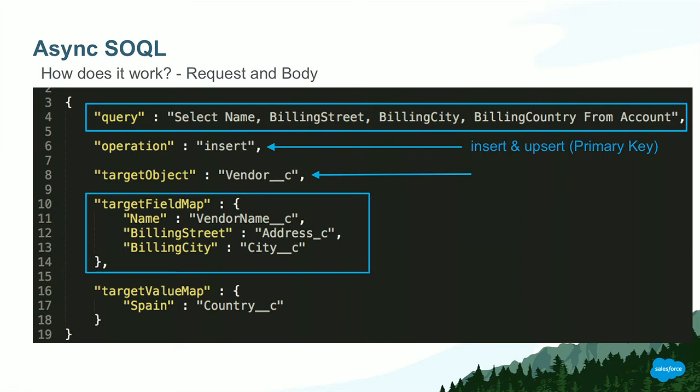Vendors. The target field map will help us identify from where we are going to get the information, the fields related to account, and where we are going to store this data, fields related to vendor. But you also have the possibility to map from a literal, Spain, to a field, the country in vendor. And this is in pilot, because we are reading a custom object and a standard object, and we are creating a custom object.